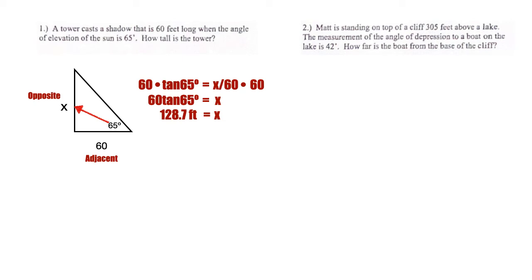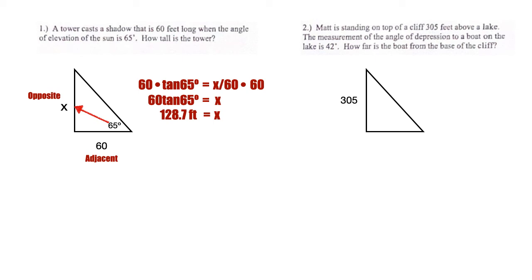Okay, number two: Matt is standing on top of a cliff 305 feet above a lake. The measurement of the angle of depression to the boat on the lake is 42 degrees. How far is the boat from the base of the cliff? Okay, so if we draw our triangle, Matt is going to be standing up here, and then the boat is down here, because this is our cliff, obviously.